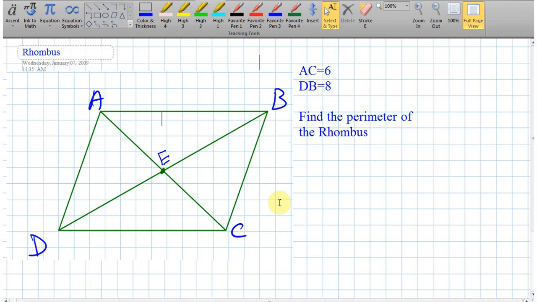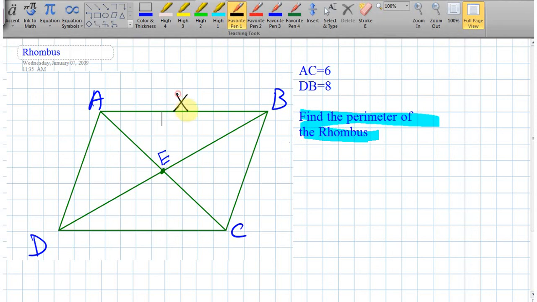Okay, people, this is like the greatest rhombus problem on the planet. All right, so what do we know? This is a rhombus. And what's the goal here? Well, we want to find the perimeter of the rhombus. That's about it. Well, to find the perimeter, it would be nice to know one of these sides.